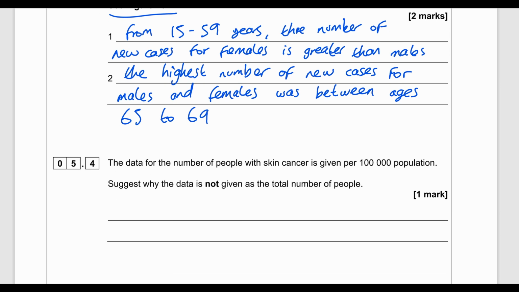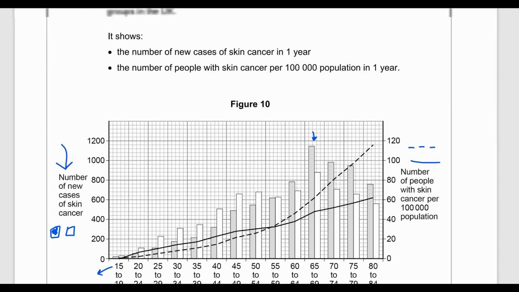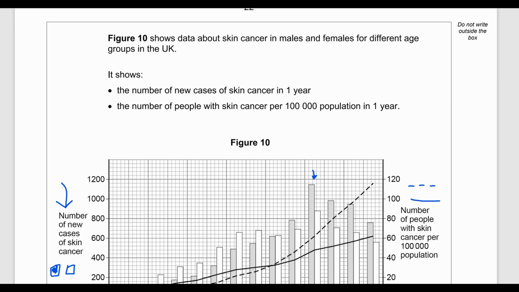5.4. The data for the number of people with skin cancer is given per 100,000 population. Suggest why the data is not given as the total number of people. So it says that each of those points that we can see on our lines is for 100,000 people in the population. So why isn't it for the total number of people?